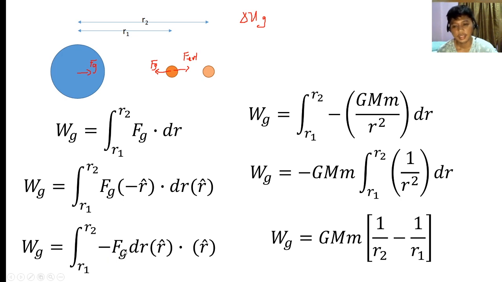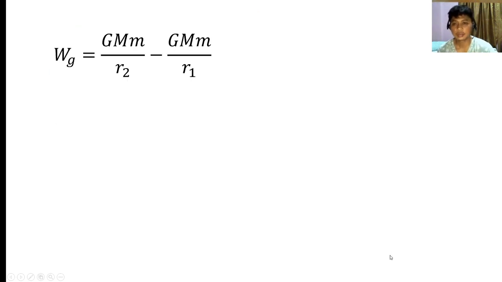So we are left with negative Fg. Fg, of course, has a formula GMm over r squared. Taking out these constants, negative G, M, and m, we get here the integral of 1 over r squared dr, which will give us a negative 1 over r, so the two negatives cancel, so this becomes positive. We are left with an expression: GMm over r2 minus GMm over r1.